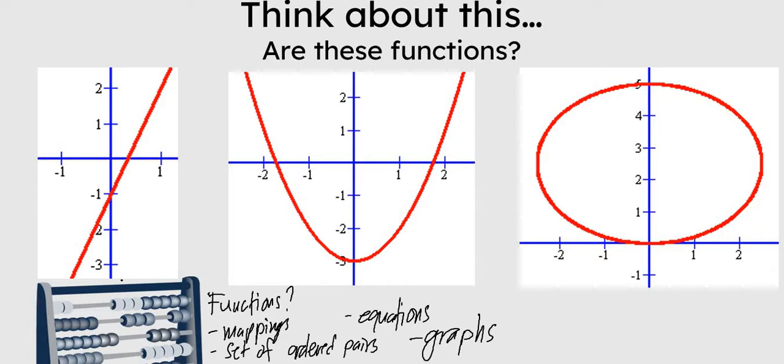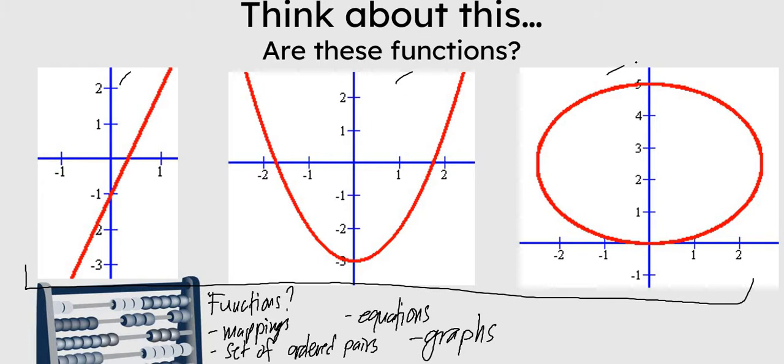An example of graphs would be this one here. We have three different graphs, and we ask ourselves, are these functions? So, going back, we have to make sure that one, all x's are used, and then for each x has one y. So let's illustrate.